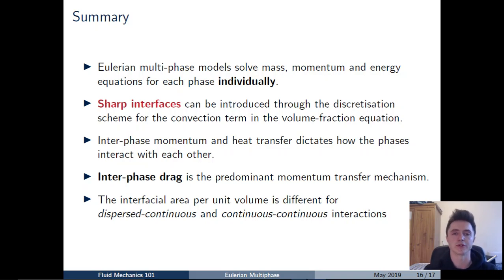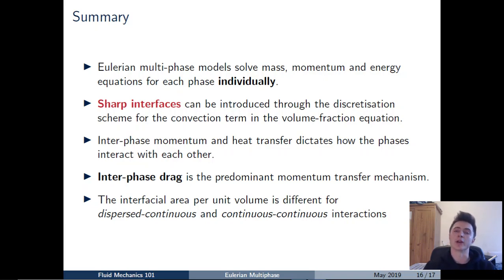So just a quick summary of what we've talked about today. The Eulerian multi-phase model, what differentiates it from a mixture or volume of fluid model, is that we solve an individual mass, momentum and energy equation for each phase in the system. So if we have a two-phase system, water and air, we'd solve two mass conservation equations, two momentum, two energy equations for those phases. And for this reason, the Eulerian multi-phase model is quite expensive because we have to solve a lot of transport equations. And that's often the reason for choosing a mixture or volume of fluid model instead.